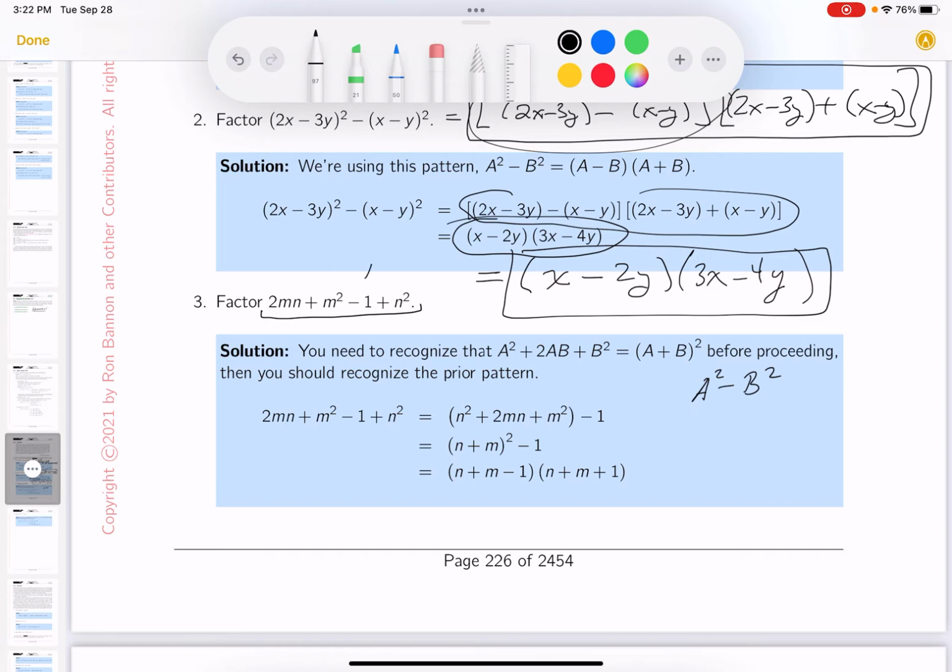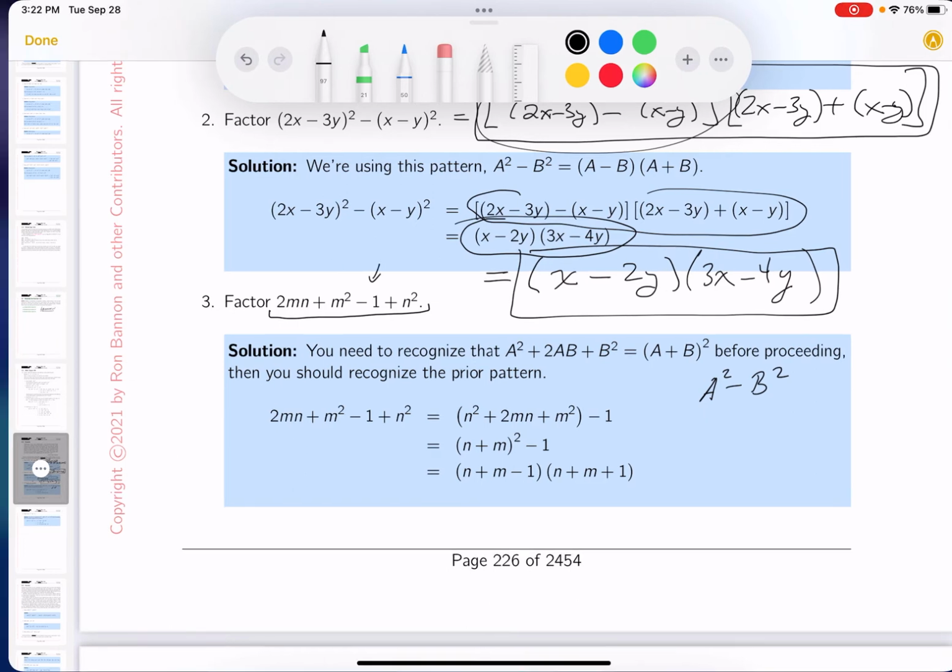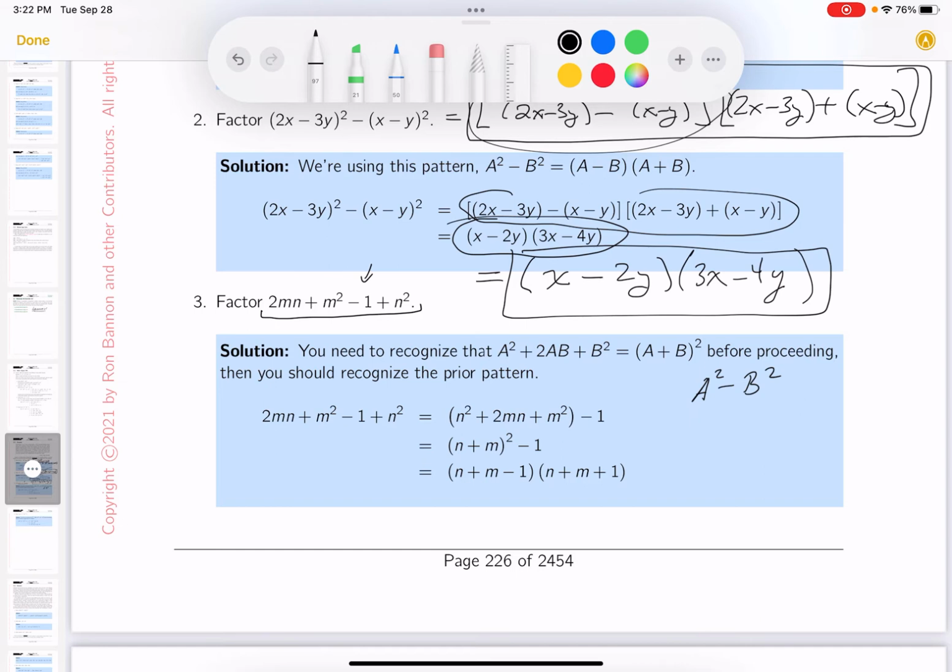So I only see one minus sign over there, and let me write this down for you. And what do I see? I see 2mn plus m squared plus n squared minus 1.